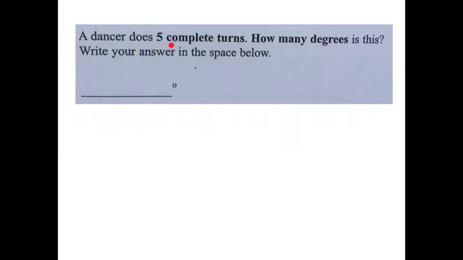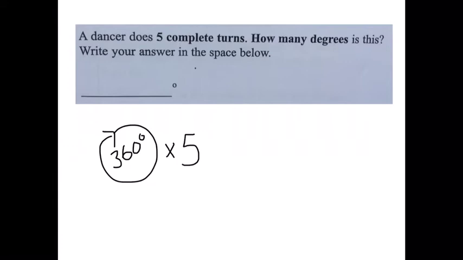A dancer does 5 complete turns. How many degrees is this? Write your answer in the space below. So 1 complete turn is 360 degrees. And she does 5 of them, or he does 5 of them. So we have to take 360 and we have to multiply it by 5.